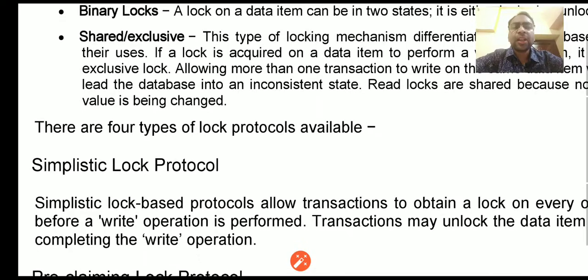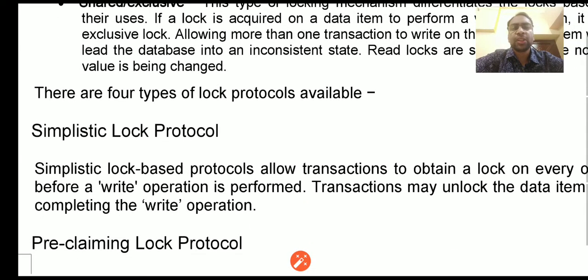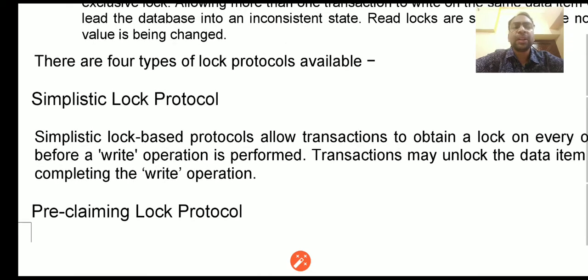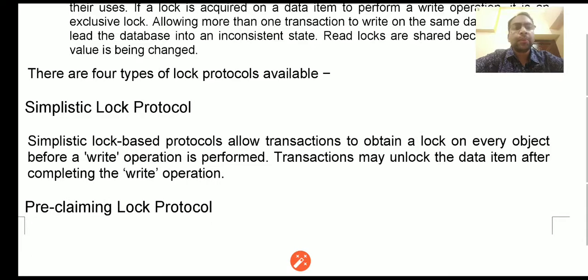Now there are four types of lock based protocols. Let's talk about these protocols. One is the simplistic lock protocol, where the protocol allows transactions to obtain a lock on every object before a write operation is performed. The transaction may unlock the data item after completing the write operation. So it is one of the very simple lock protocols.